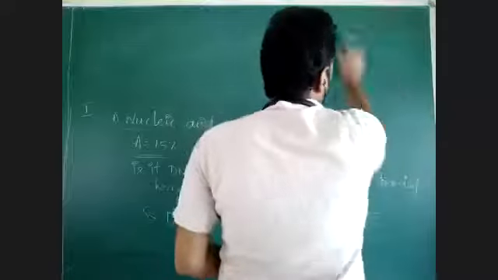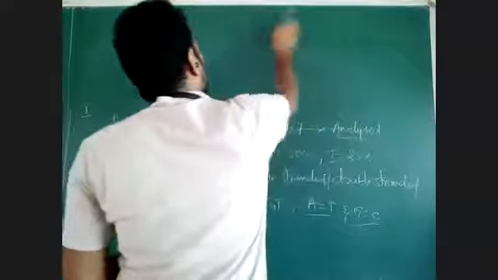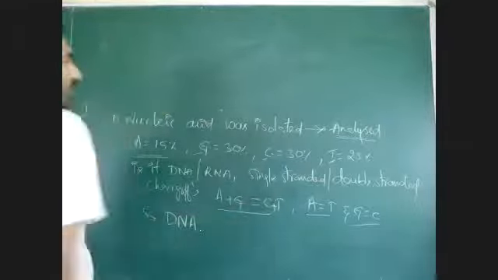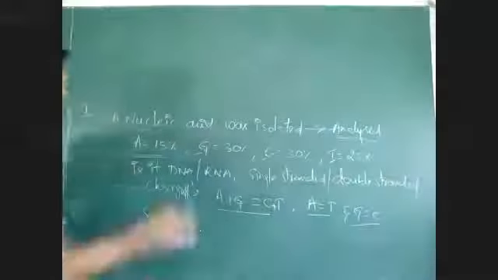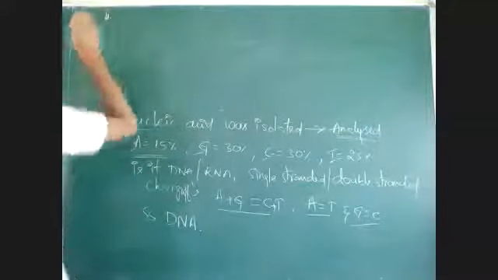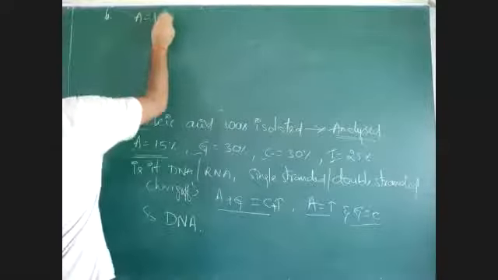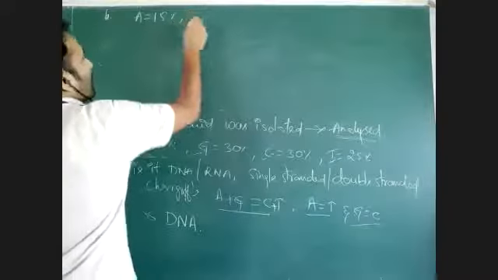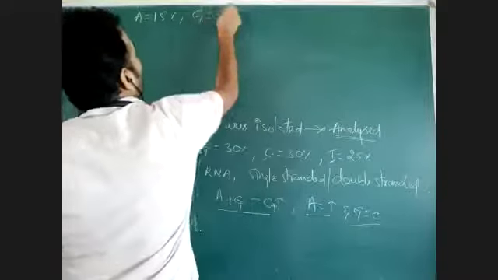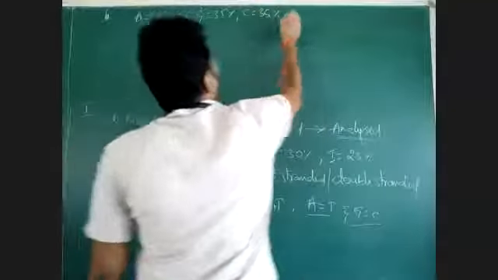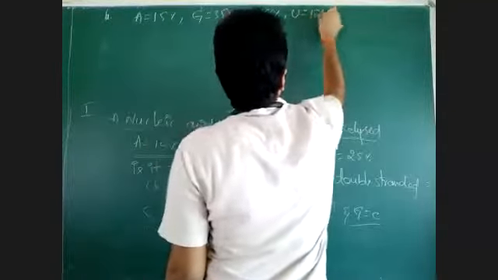This one model I gave you. On the same model, I will give another question. Then you can answer me. You have to answer me. This is second model. It was found that A is equal to 15%, G is equal to 35%, C is equal to 35%, U is equal to 15%.